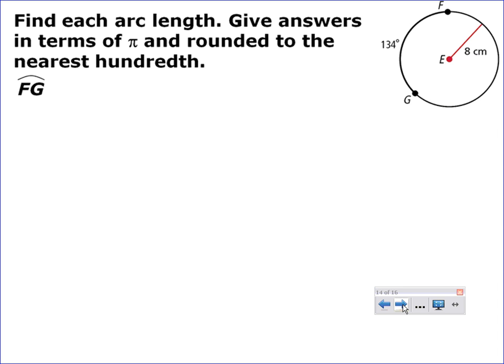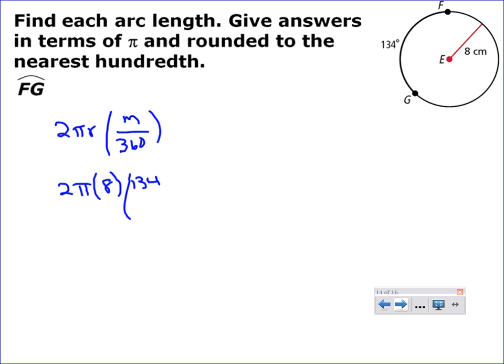Here we go. Find each arc length, give answers in terms of pi, and round to the nearest hundredth. Arc length is 2 pi r times m over 360. So 2 pi times the radius, which is 8, times 134 over 360. I take 16, which is 2 times 8, times 134, and divide that by 360.